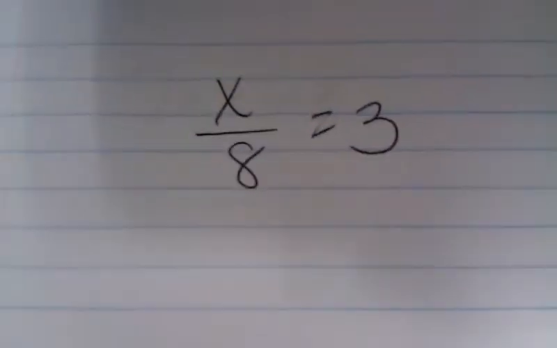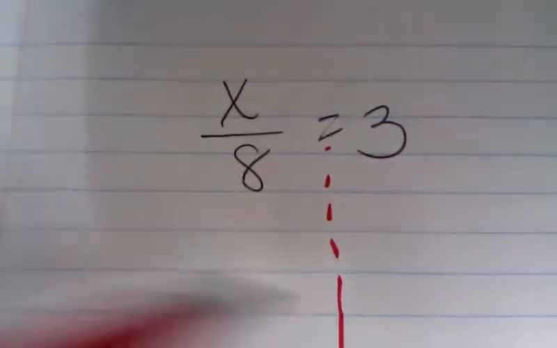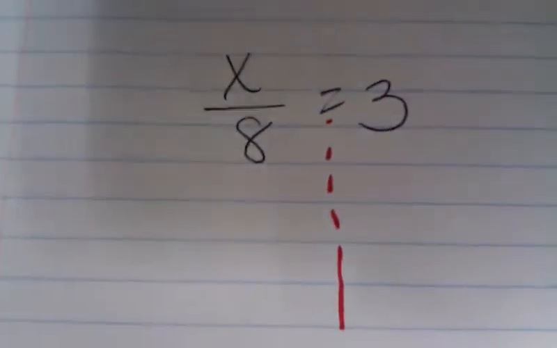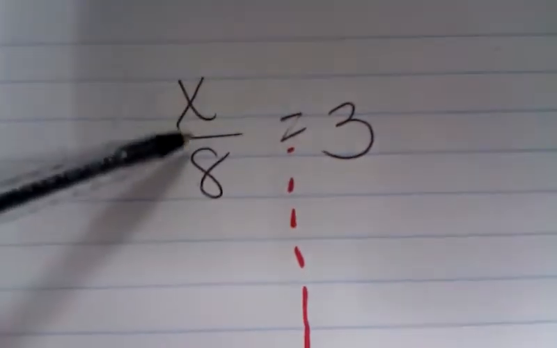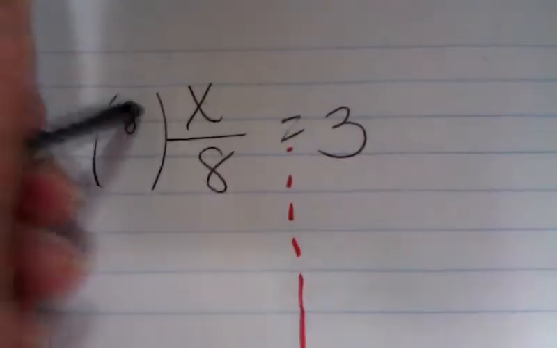Here's my next one. Now, again, I go to my equation to balance it, draw my dotted line. This says x divided by 8 equals 3. X divided by 8. The opposite of divide is multiply. So I'm going to multiply each side by 8.